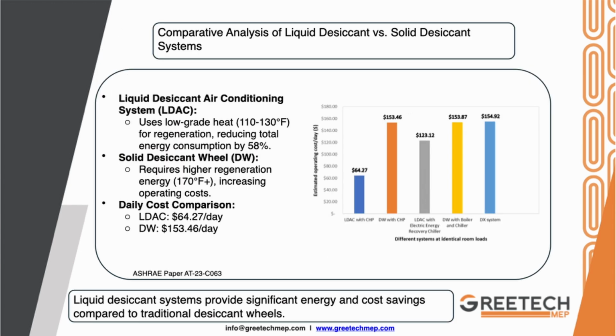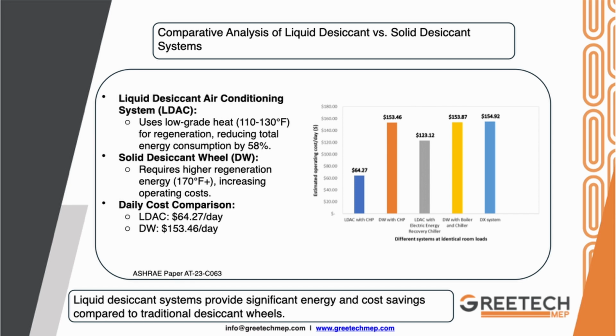The comparison that can be seen in the image highlights the efficiency of liquid desiccant dryers in reducing operating energy costs with regeneration temperatures as low as 110 degrees Fahrenheit. These systems drastically reduce daily costs compared to the high energy demands of solid desiccant wheels. The graph shows 5 analyses.